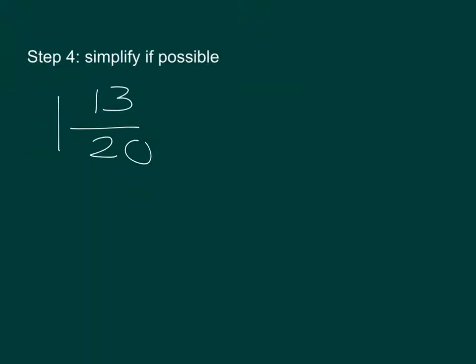So now we have left this last step: simplify if possible. So we're left with 1 and 13/20. And as we did before, we realized that 13 is a prime number and 13 cannot evenly divide into 20. So therefore, we know this is simplified. And now, these are 2 ways that you can subtract mixed numbers when the denominator is not the same.